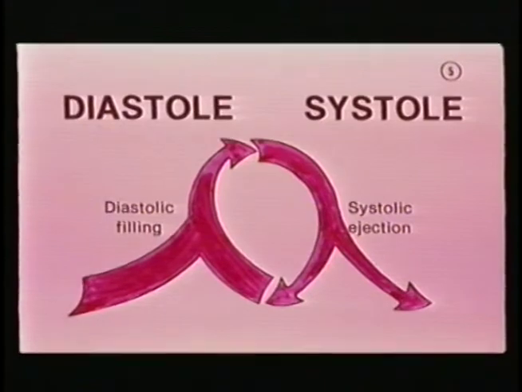Slide 5. During diastole, when the muscular walls of the heart are relaxed, blood from the veins is added to the ventricular chambers. During systole, when the muscular walls contract, a portion of the blood contained in the ventricles is ejected.